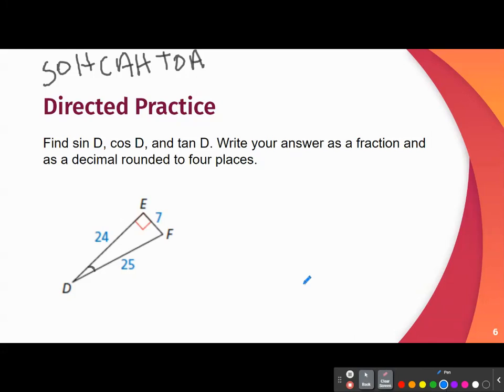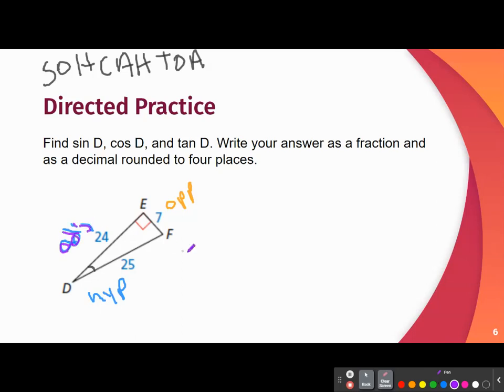Which side would be my hypotenuse, Sydney? Yeah. DF would be the hypotenuse, perfect. What about the opposite side, Bailey? EF would be opposite. And what about the adjacent side, Maddie? DE, perfect. Oops, I used the same color. Let's use a different color.